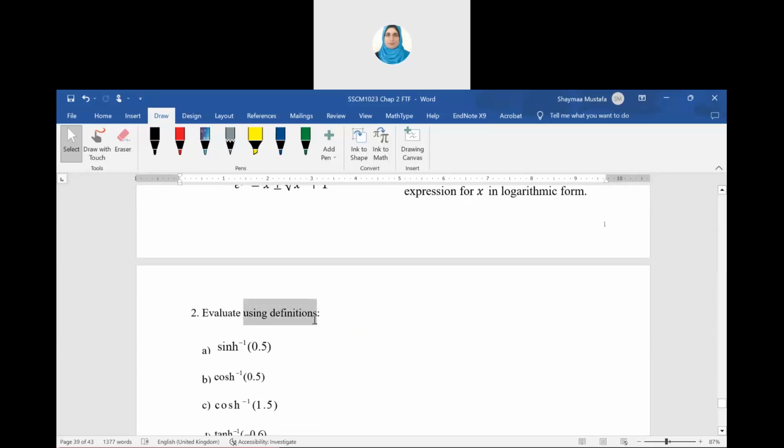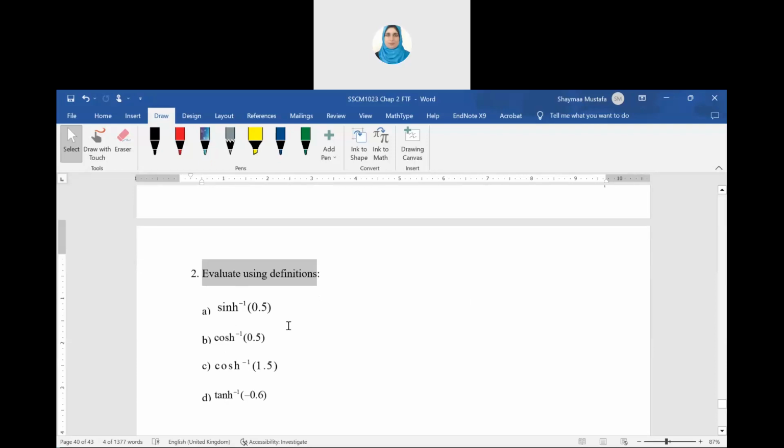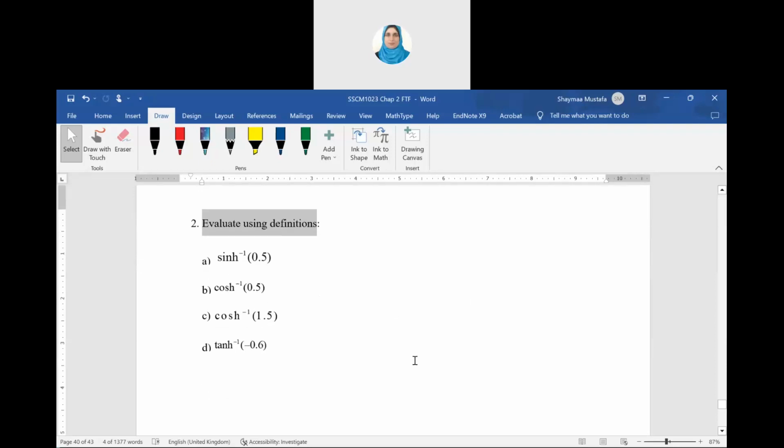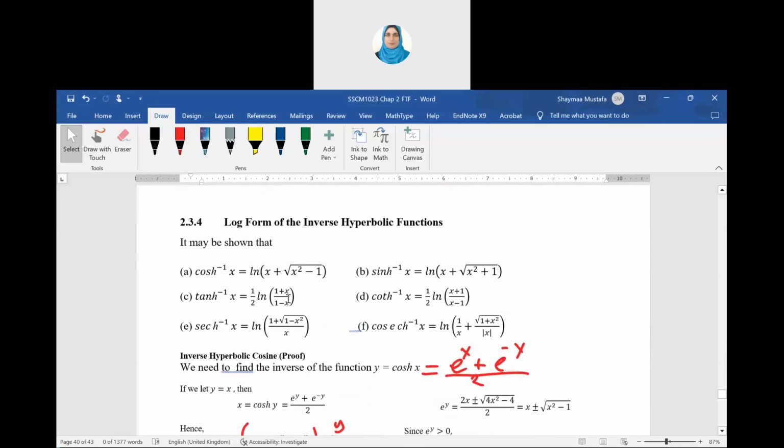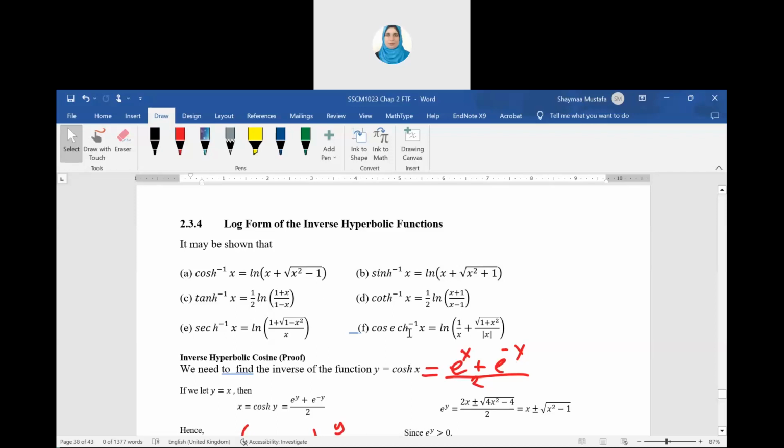Now, using definitions, you need to evaluate sinh inverse 0.5 using the definition. Using definitions means this formula. These are the definitions of the inverse hyperbolic functions. So I will use this formula.